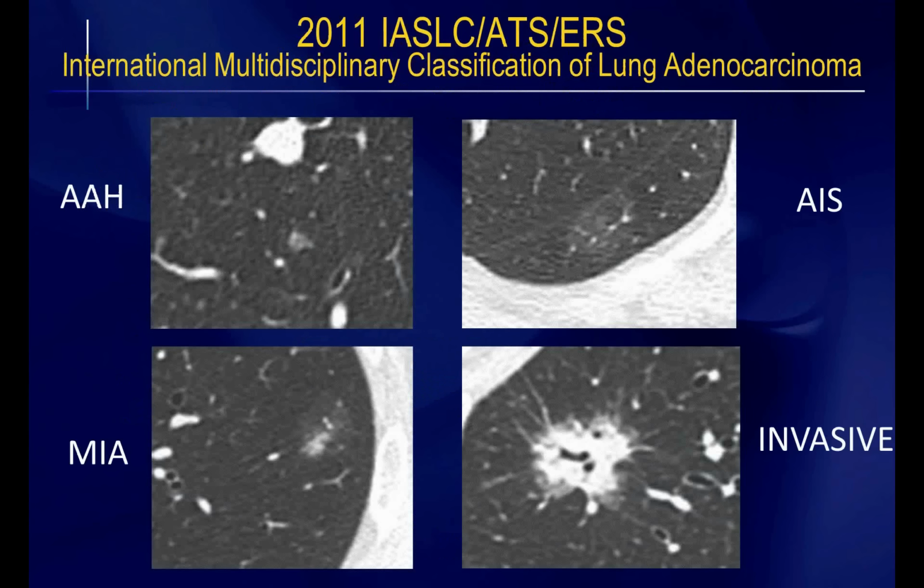The second important concept we used in Lung-RADS was the revised adenocarcinoma classification that was published in 2011. It takes the smallest ground glass nodules, which are AAH, or atypical adenomatous hyperplasia, all the way up the spectrum to bigger ground glass nodules that are adenocarcinoma in situ, ground glass nodules that develop a solid component known as minimally invasive adenocarcinomas, all the way up right to the invasive adenocarcinomas.